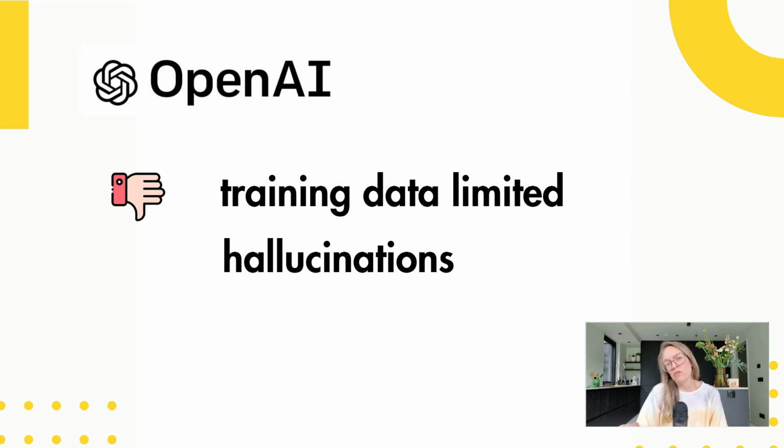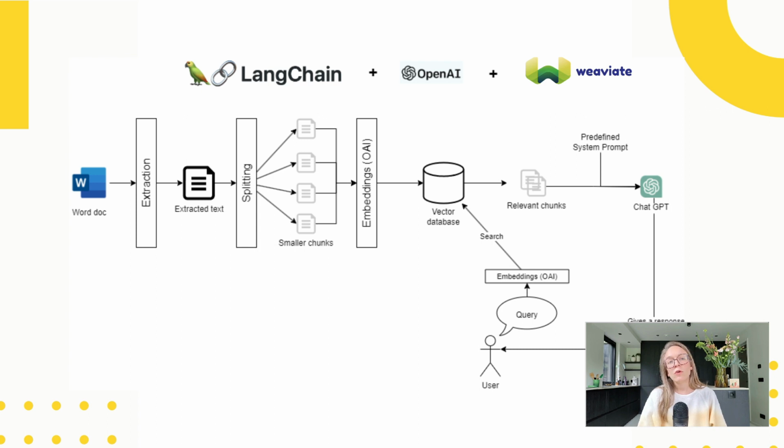And with this disadvantage, there comes another problem, which is hallucinations. This is when the model comes up with an answer that could be a good answer to your question, but actually it's something that is made up based on information that it has retrieved on the internet. So to overcome these two limitations, we will use Langchain's framework to combine our private data with OpenAI's large language model. And what is Langchain exactly?